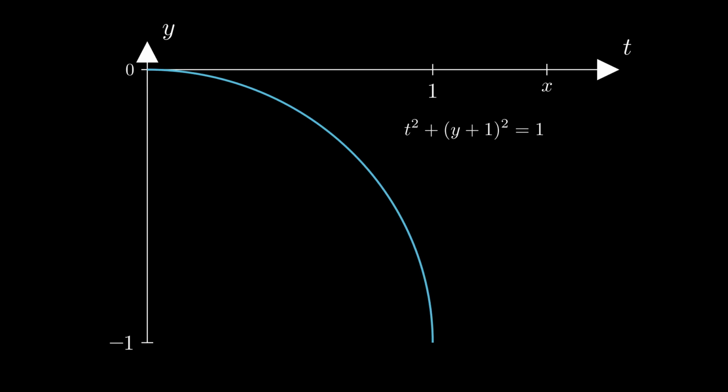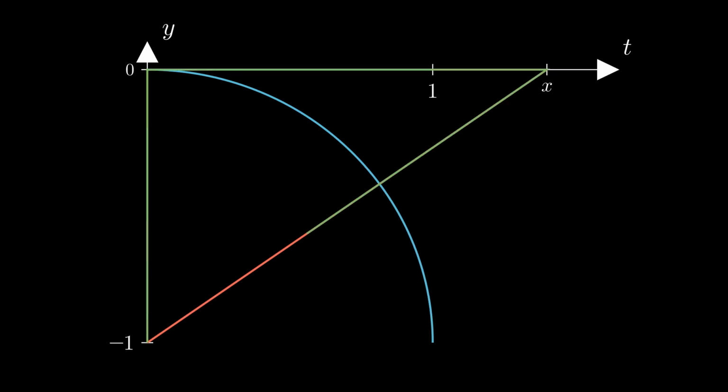Notice that if we draw a line from the center of the circle at 0, -1 to the point x, 0, we form a right triangle with legs on the coordinate axes. The vertical leg of this triangle has a length of 1, and the horizontal leg has a length of x.